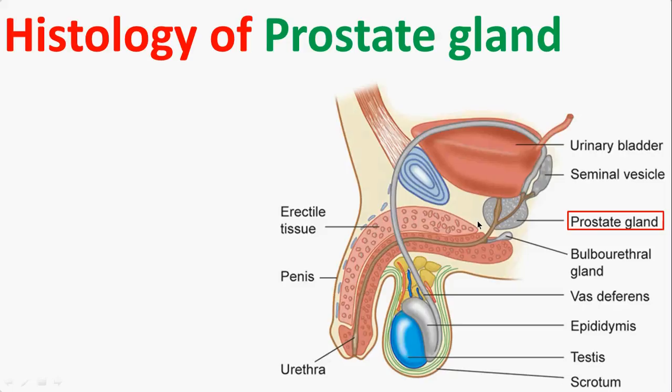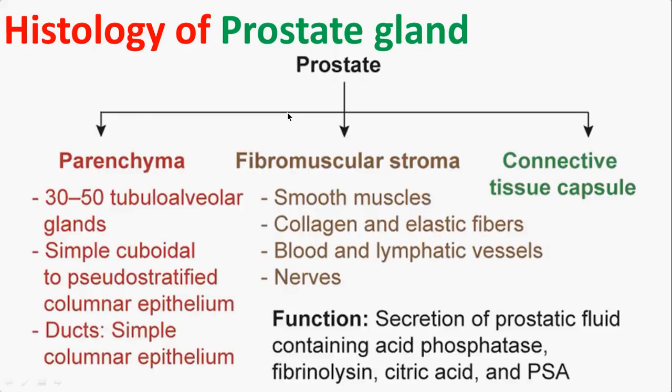We will see the microscopic structure now. There is a stroma and the parenchyma. The parenchyma consists of 30 to 50 tubulo-alveolar glands, with simple ovoidal to pseudo-stratified columnar epithelium. The ducts have simple columnar epithelium. There is also a fibromuscular stroma, with smooth muscle, collagen and elastic fibers, blood and lymphatic vessels, nerves, and lastly the connective tissue capsule.